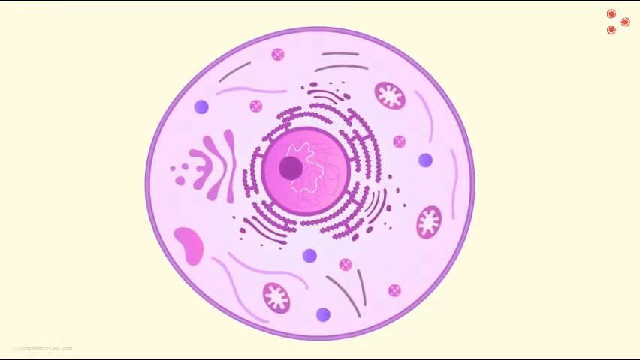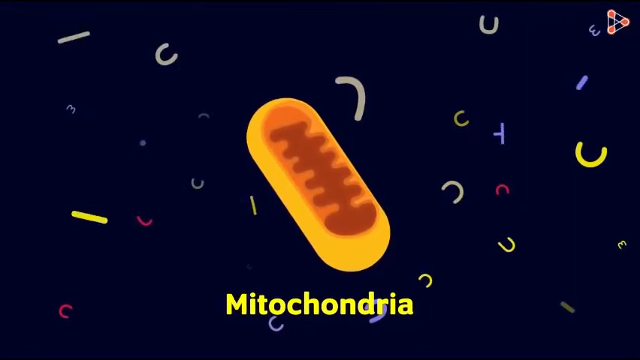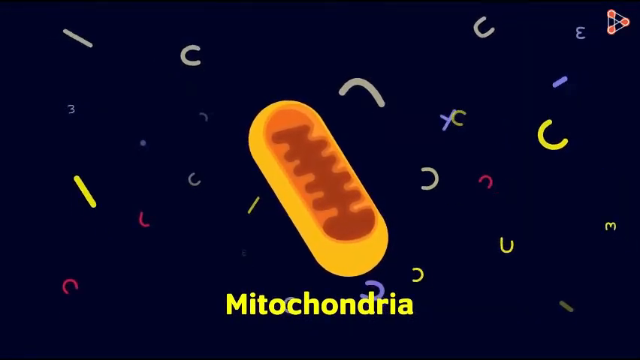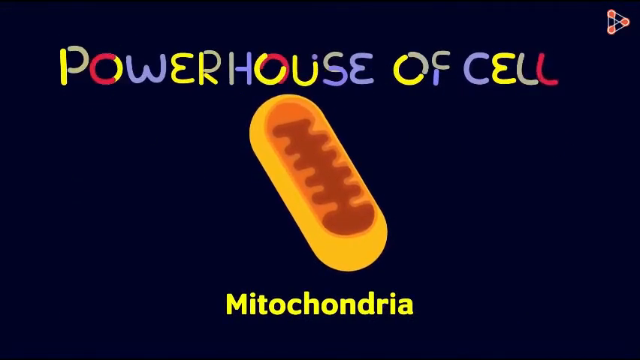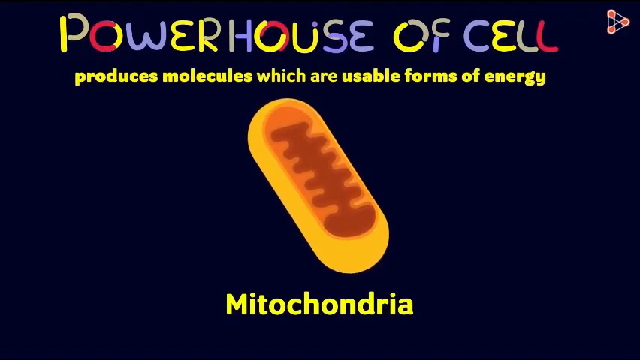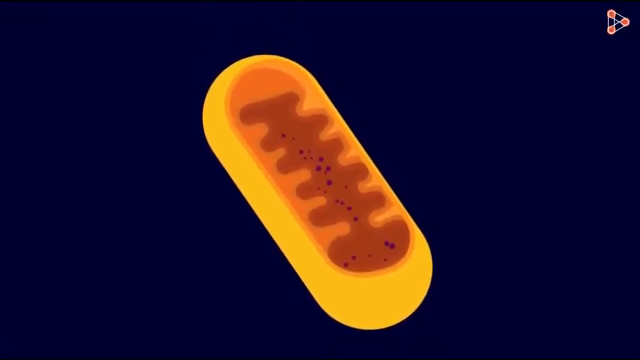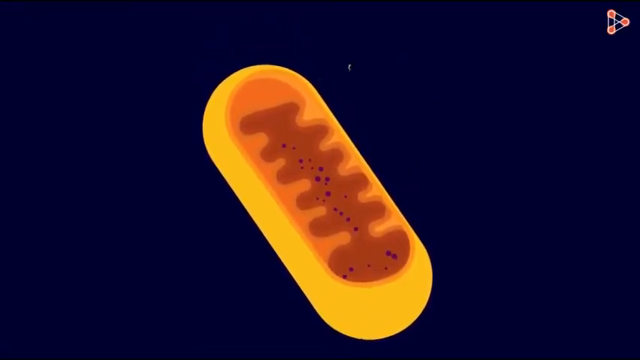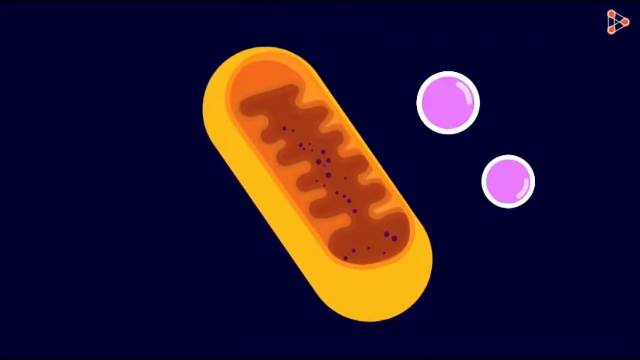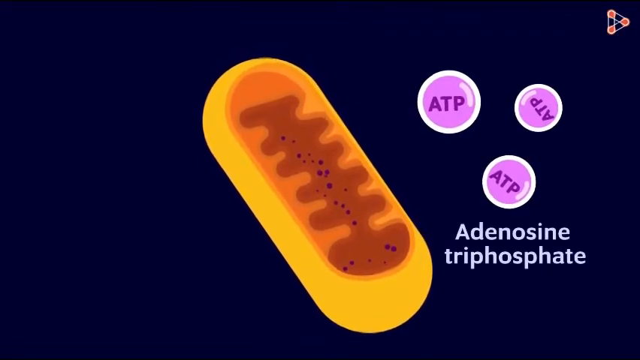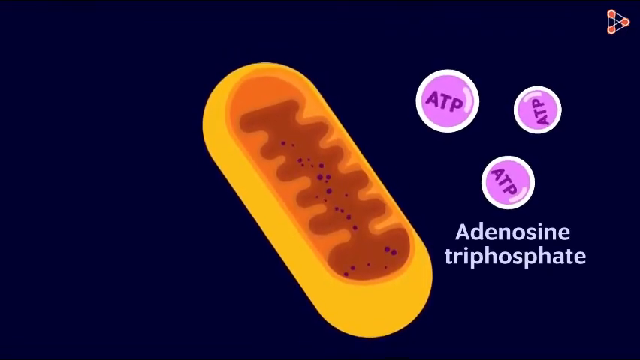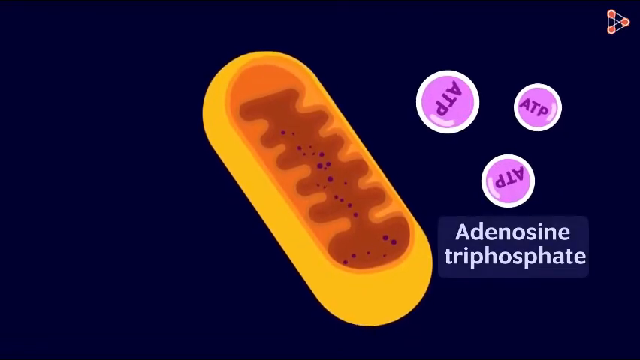Similarly, in our cells, for the organelles to work, there has to be a continuous supply of energy. The mitochondria. The double membrane organelle is called the powerhouse of the cell because it produces molecules which are a usable form of energy for the cell. So the enzymes in the mitochondria convert these energy molecules into usable molecules called adenosine triphosphate. It's abbreviated as ATP. Cells can obtain energy when these ATP molecules are broken down.